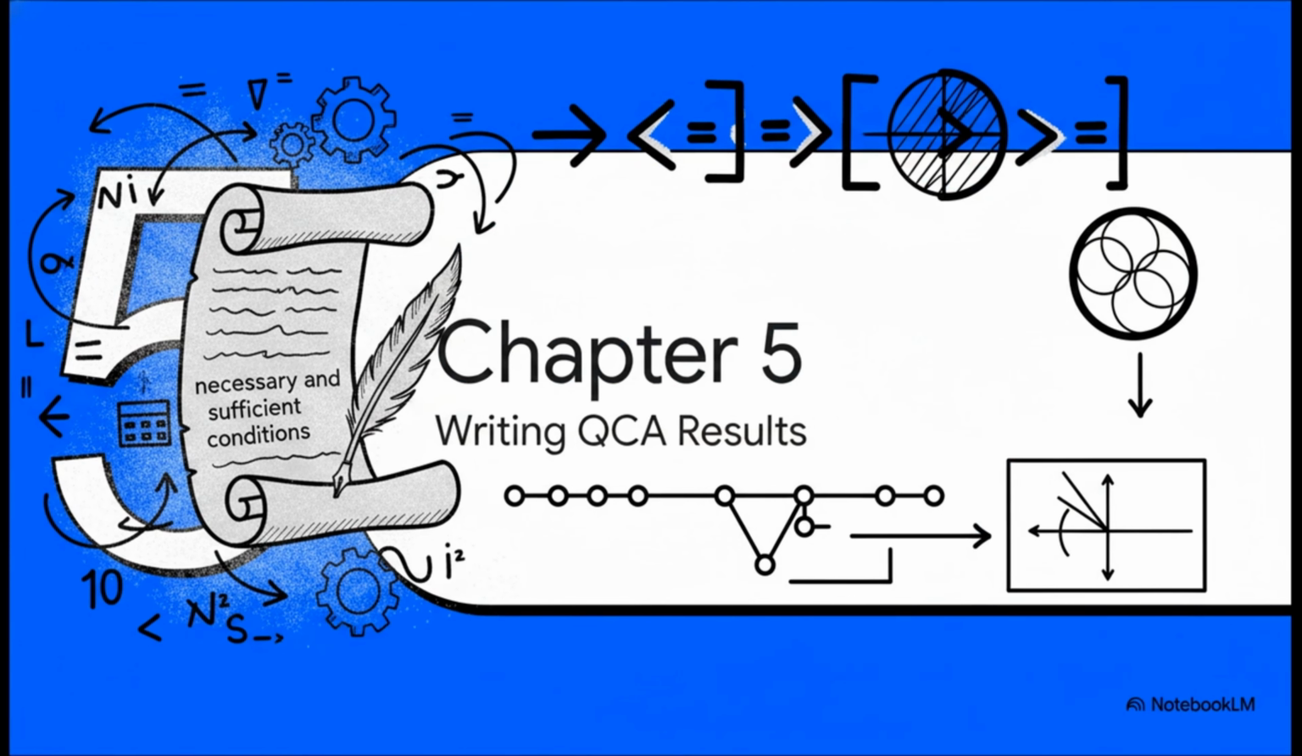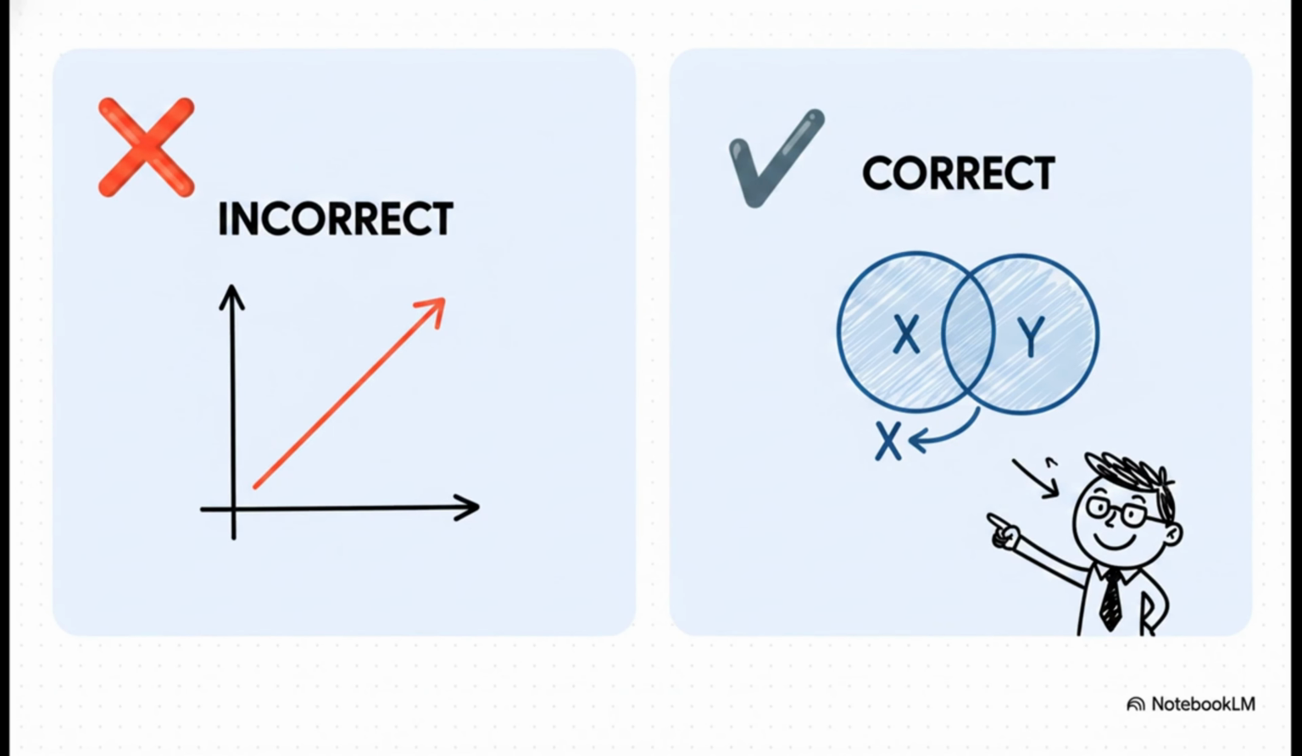Finally, Chapter 5, Writing Your QCA Results. As we wrap up this intense supervision session, Dr. Mira provides the ultimate survival tip for academic writing. The student drafts a conclusion. Therefore, digital capability has a positive effect on tech adoption. Dr. Mira stops him immediately.